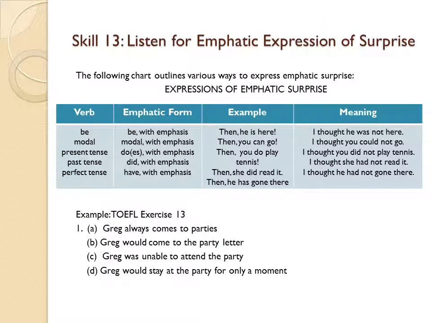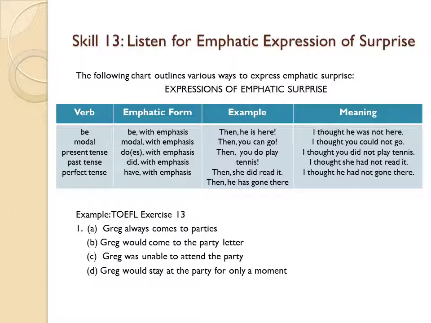Okay, and the last skill is skill 13. Listen for emphatic expressions of surprise. The following chart outlines various ways to express emphatic surprise. There are verb, emphatic form, example, and meaning. The verb to be. The emphatic form is to be with emphasis. The example is, then he is here. The meaning: I thought he was not here.